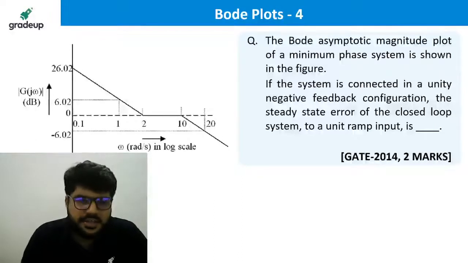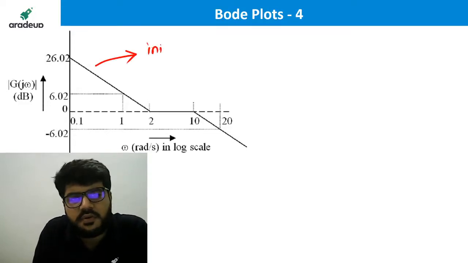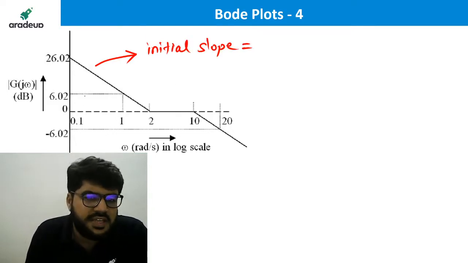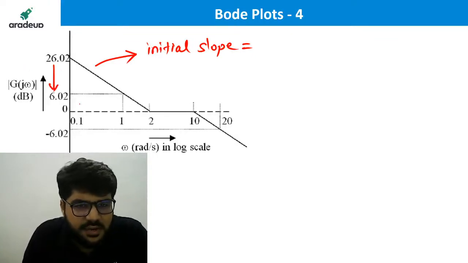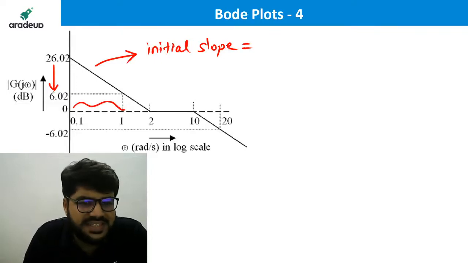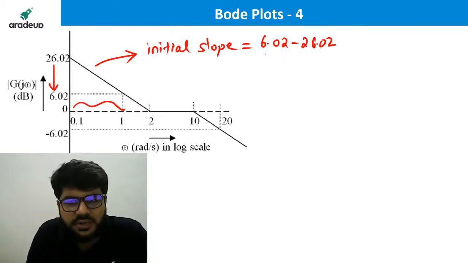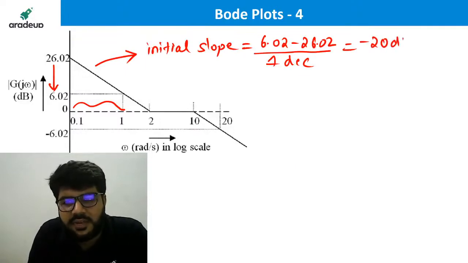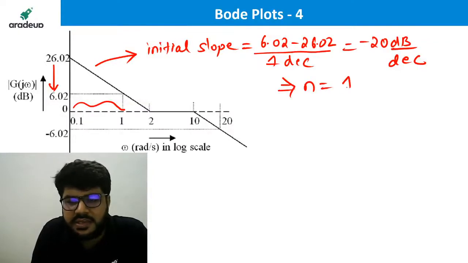All right. So just look into this. From the initial slope, what is the initial slope first of all? See, 26 to 6 is the magnitude change and 0.1 to 1 is the frequency change. So it is 6.02 minus 26.02 divided by 1 decade change of frequency. So that is minus 20 decibel per decade. Initial slope is minus 20 decibel per decade. So n is equal to 1.